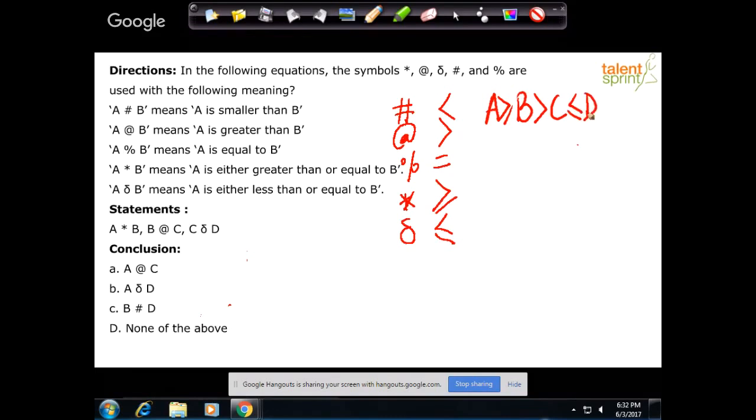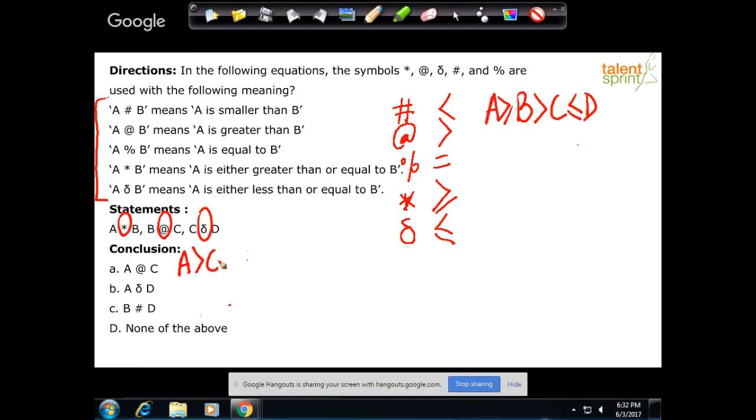Notice, boys and girls, we have done nothing special here. There is no rocket science. We have simply decoded these symbols based on the information that has already been given in these questions. Now, let us look at the conclusions. A at the rate C means that A is greater than C.